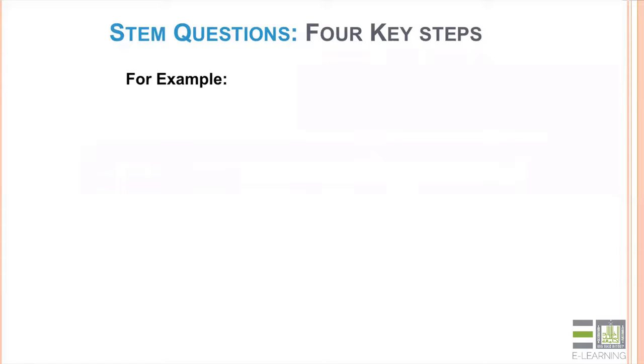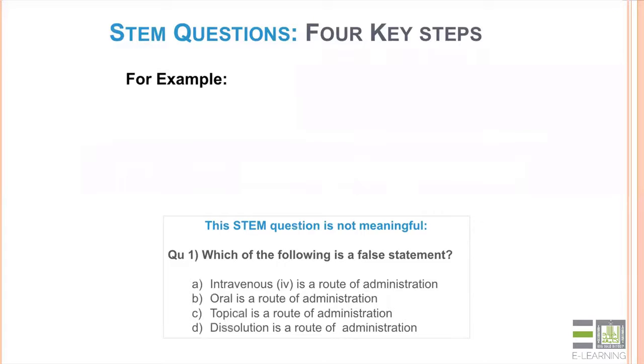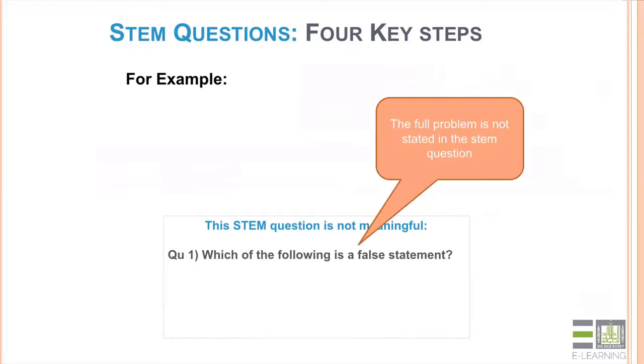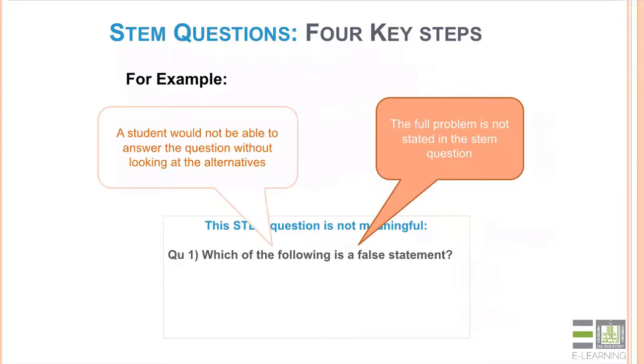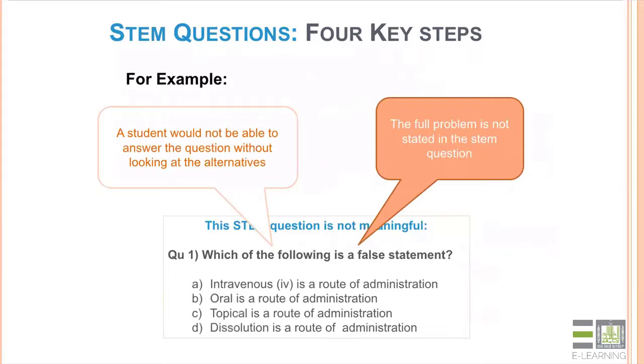So I have an example here of a multiple choice question, which says what you should not do. I feel that this STEM question isn't meaningful. If you look at simply the STEM question itself, it doesn't clearly state what the problem is. It says, which of the following is a false statement. And if you were just given this question in your exam, you wouldn't be able to answer the question clearly without having to look at the list of alternatives.